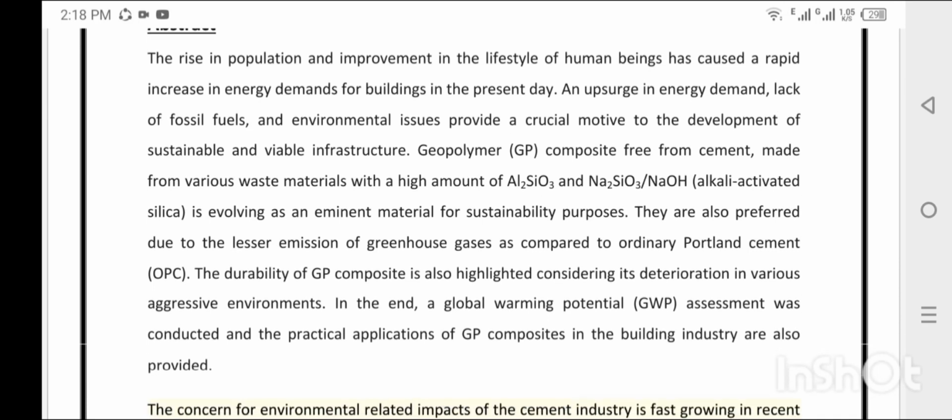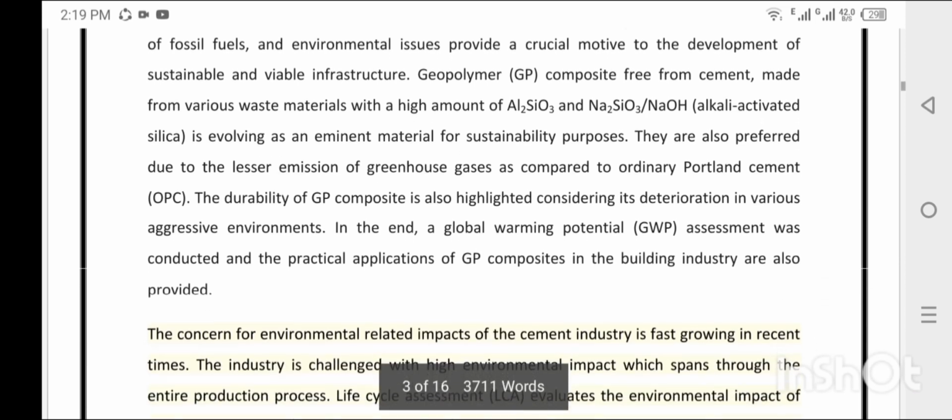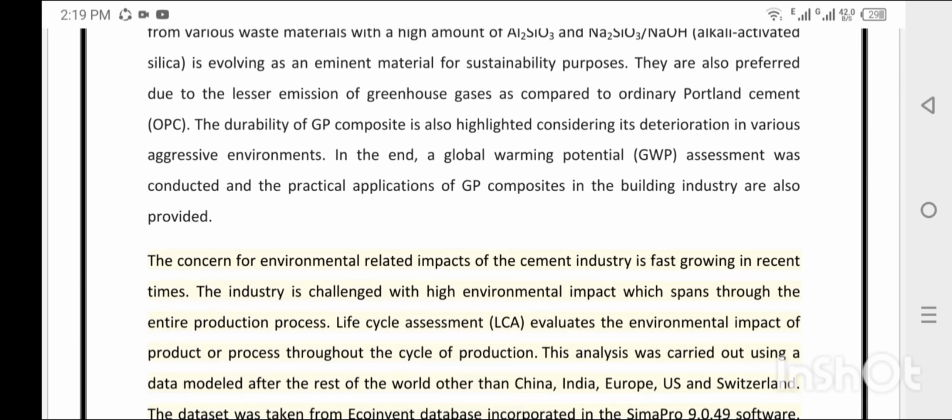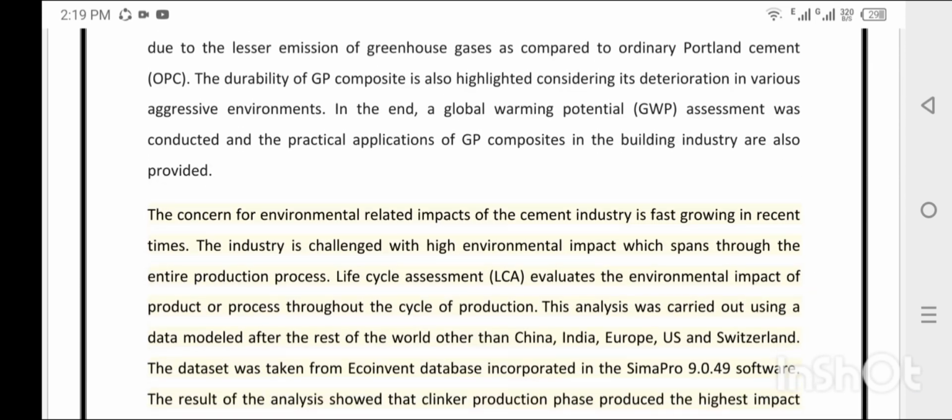Geopolymer cement or these raw materials are preferred due to their lesser emission of harmful gases, as Portland cement includes these gases in large quantity. Also, the durability of geopolymer cement is highlighted.